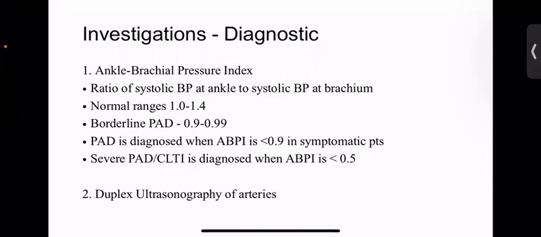Another diagnostic investigation we use is duplex ultrasonography of the arteries. This is able to locate areas of narrowing in the arterial tree and areas of diminished blood flow, which confirms that these are the areas where atherosclerotic plaque formations have formed.